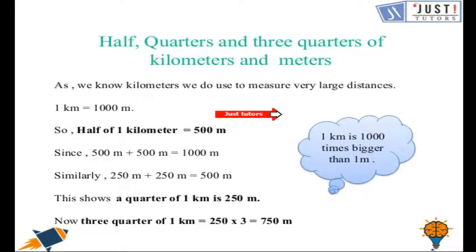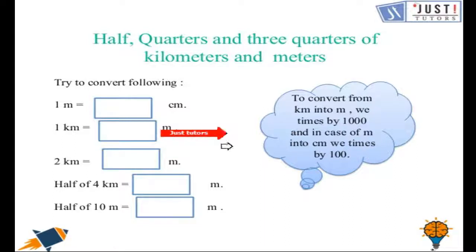Similarly, now let's see what are half, quarters and 3/4 of kilometers. As we know, 1 kilometer is 1000 meters. So half of 1 kilometer will be 500 meters, and we can write it as 250 add 250, which will give you a quarter of a kilometer, that will be equal to 250 meters. And if we need to find 3/4 of 1 kilometer, that will be 250 times 3, that is 750 meters. So here are some questions for you to try to convert the following.